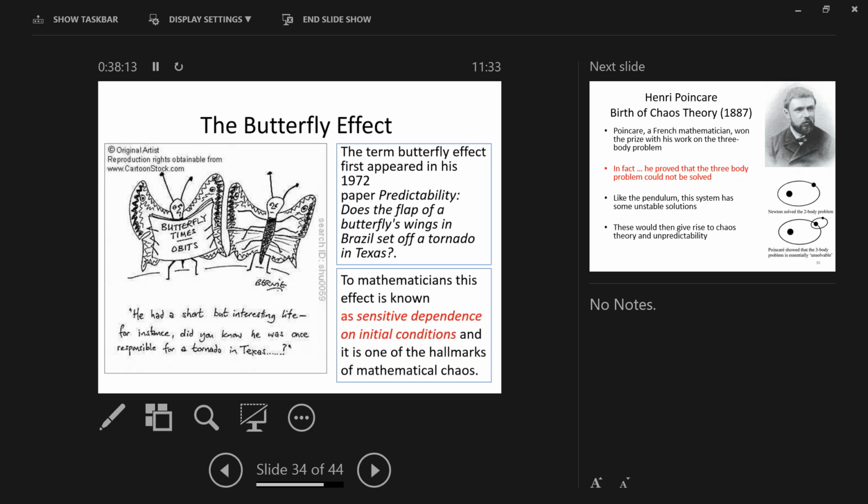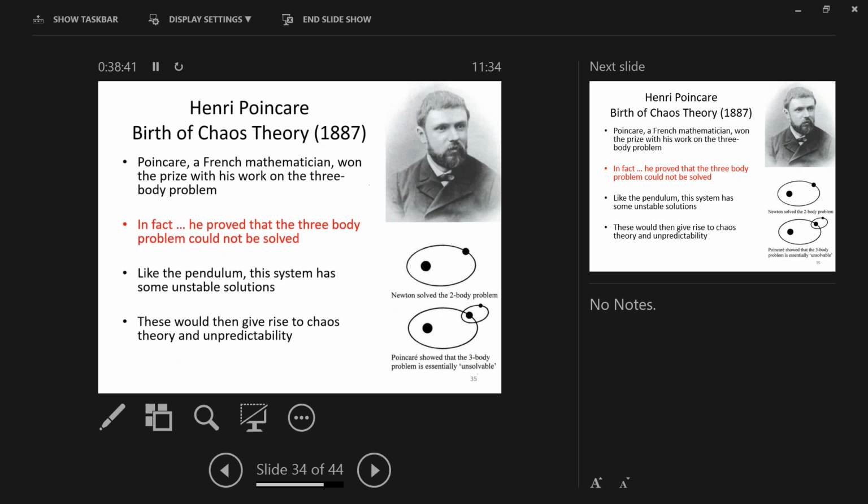Lorenz's phenomenon, by the way, Lorenz published a very famous, very seminal paper in 1972. The paper was entitled "Predictability: Does the flap of a butterfly's wings in Brazil set off a tornado in Texas?" Of course, that does not happen. It's only metaphorical. And since that paper by Lorenz in 1972, this phenomenon has come to be known as the butterfly effect. But of course, as I say, this is only metaphorical. To mathematicians, this effect is known as sensitive dependence on initial conditions, and it is one of the hallmarks of mathematical chaos, which results in that emergent behavior we talked about.